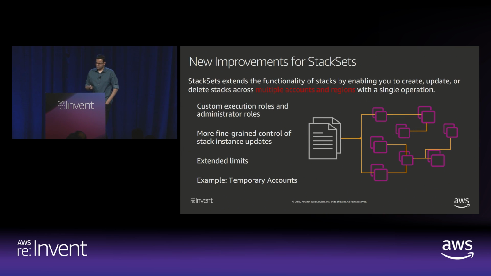StackSets is a feature that allows you to provision resources across accounts and across regions. AWS accounts are becoming infrastructure boundaries now, apart from being administrative boundaries. We've received a lot of feedback on StackSets, and we are iterating on this feature at a faster clip. The first thing I want to talk about is the ability to customize your execution role and administrator roles. Earlier, when we released this feature, it was all canned and very static.